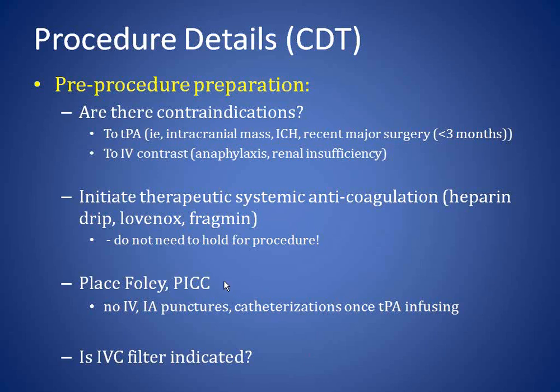Before you start this, you want to think about, does the patient need a Foley? Does the patient need a PICC line for blood draws? Generally speaking, once you start TPA, you're not supposed to do any IV or IA punctures because there's a risk of bleeding. You don't want to do any catheterizations, again, because there's a risk of bleeding. So it's one of those things where you think about it, and is it practical?